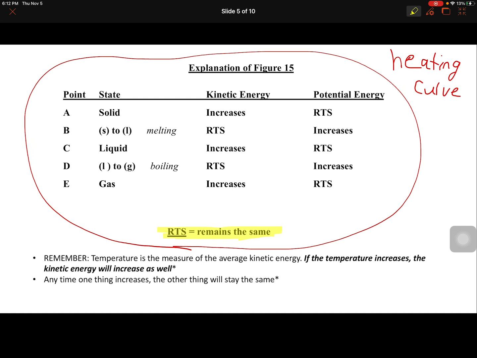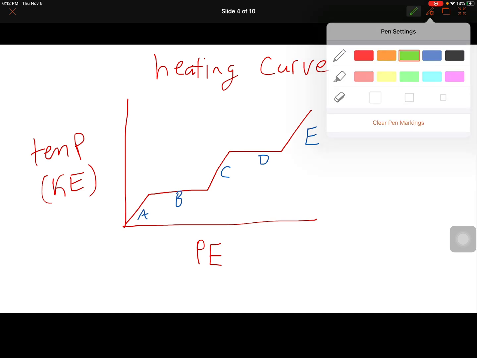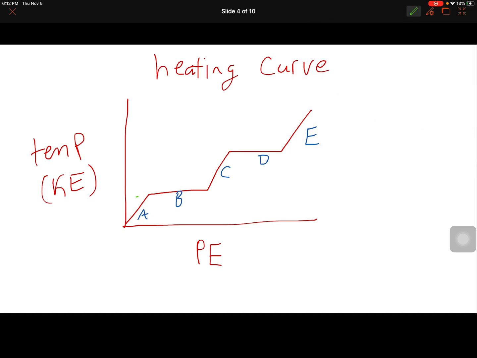For these images, point A is a solid. Point B is your change from solid to a liquid, that's melting. Point C is a liquid. Point D is boiling. And point E is a gas. So just go back for a second. I'm just going to label these real quick. Location A is a solid. Location B is our change from a solid to a liquid. Location C is a liquid. Location D is our change from a liquid to a gas. And location E is a gas.